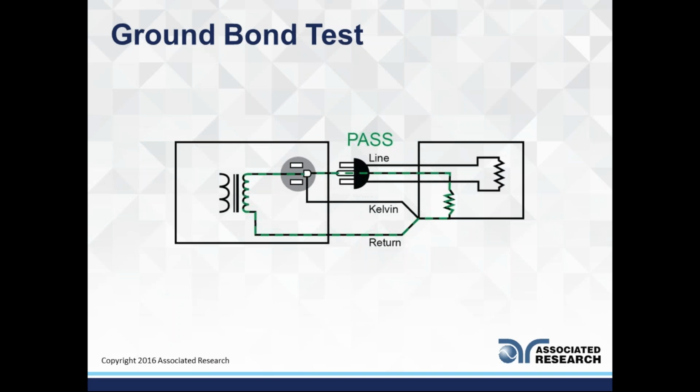So looking at the ground bond test as a pass, I injected high current into my ground pin. It checked what the resistance is of my ground circuit. It was at a low enough level where it was lower than my high limit and continued on back. High current traveled back to the source, back to the transformer, while measurements were being made at this Kelvin connection.